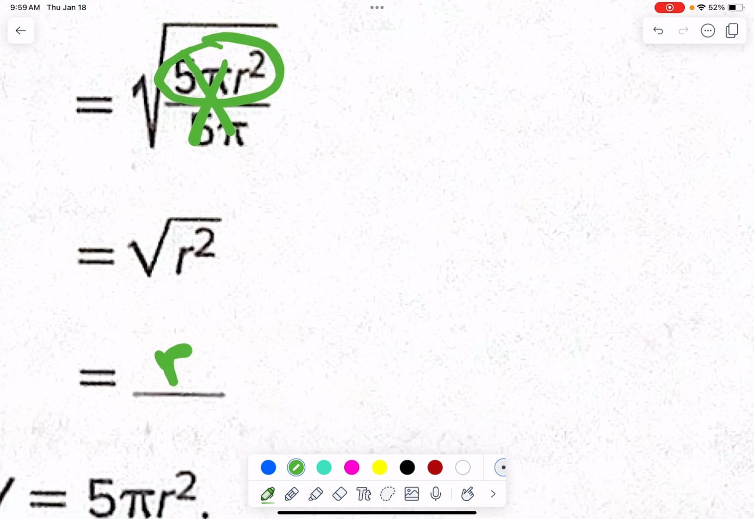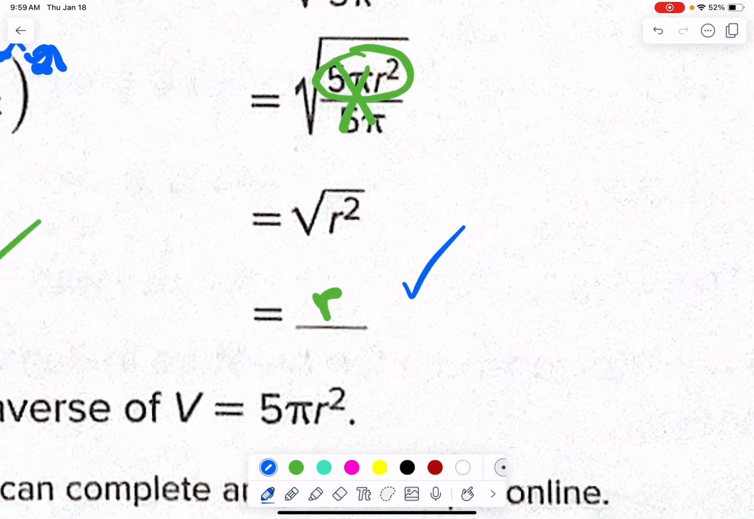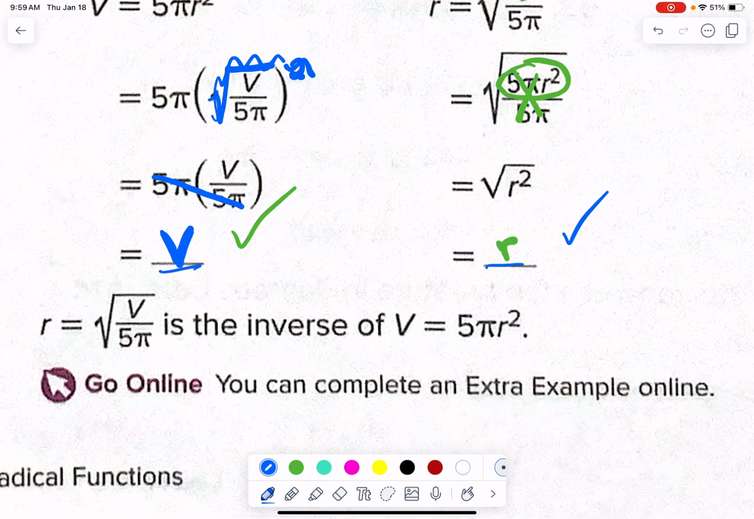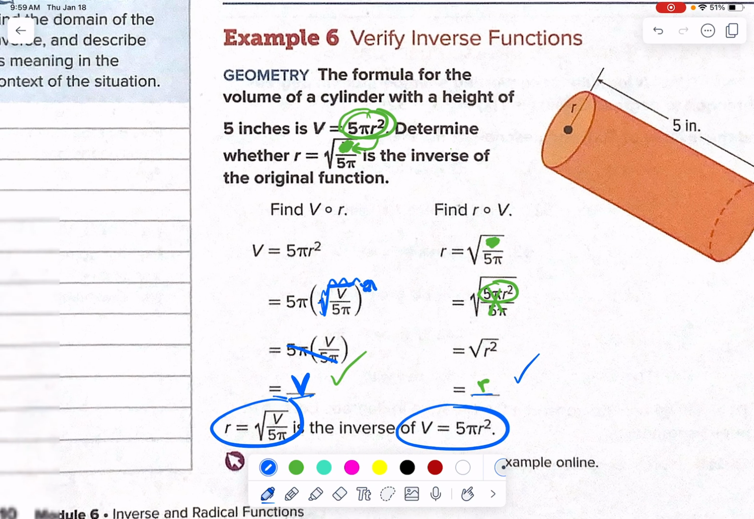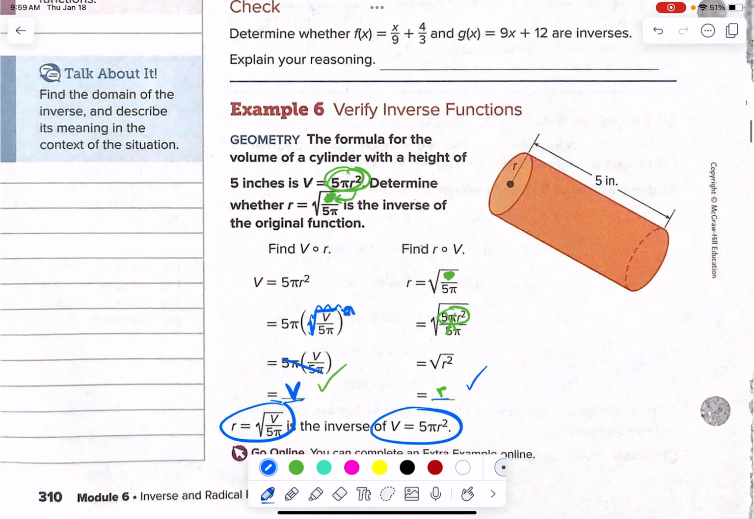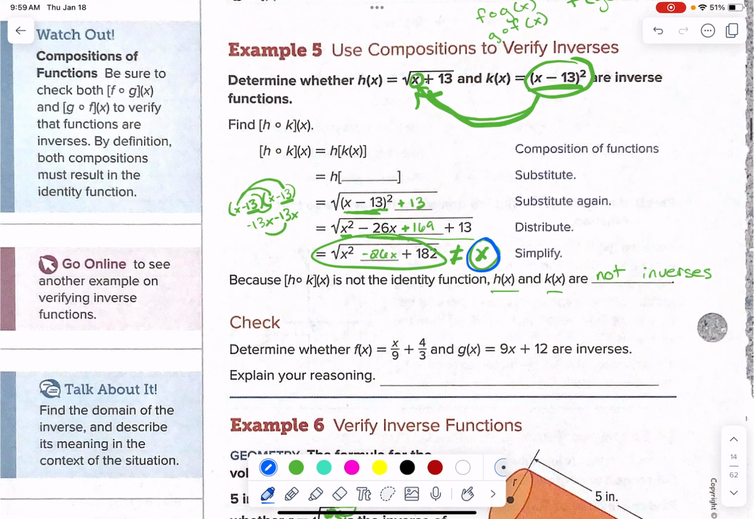And so I said they are inverses if it reduces down to just x. Since r is our x variable, those check out. So because they've reduced down completely, and that's all I have left over, these two functions are in fact inverses of each other, okay? So using composition, they'll say, check to see whether they're inverses. That's what you do. You plug one into the other, see if it reduces down.